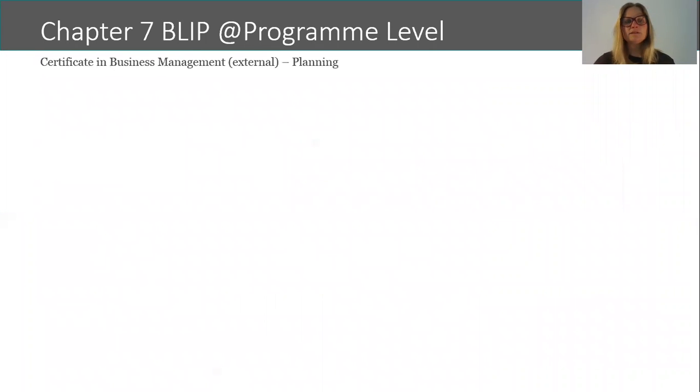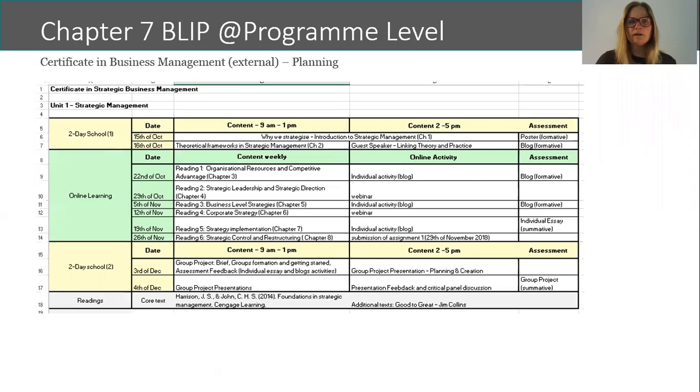The next example is for an external Russell Group University who wants to offer a part-time blended learning certificate in business management. And I was responsible for the curriculum design, especially the planning phase. Now here you can see that I've been given quite a lot of information up front that was very rigid. So they had the dates ready, they knew from what time to time they wanted to teach when it was face-to-face, but also how many weeks there were in between. The 2-day schools, they knew that they wanted 2 full-day schools, and so on.